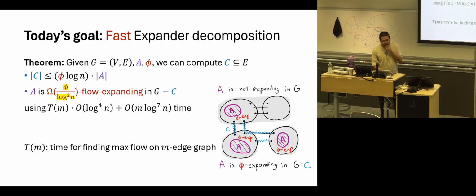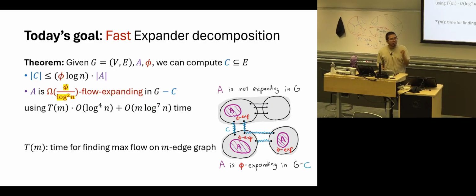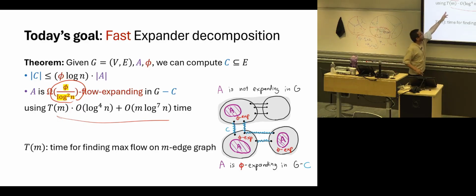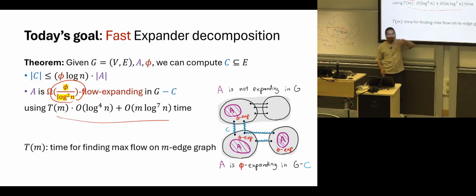Now, the goal is to basically do the same thing, but with some relaxation. What's the relaxation? Instead of phi expanding, you don't get exactly phi. You get a bit worse by a log square factor. And the running time is something like polylog calls to MaxFlow.